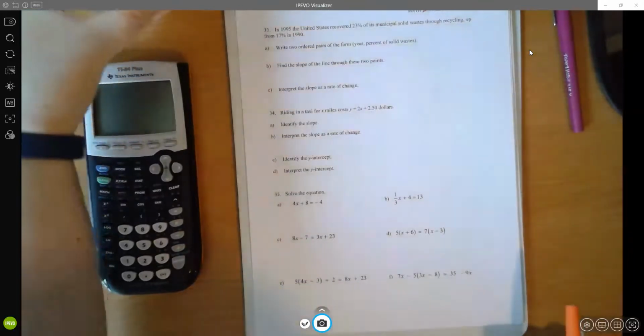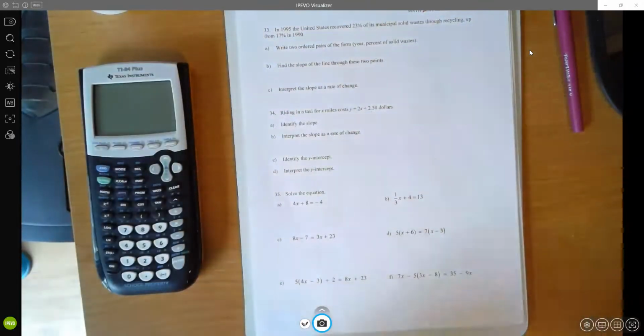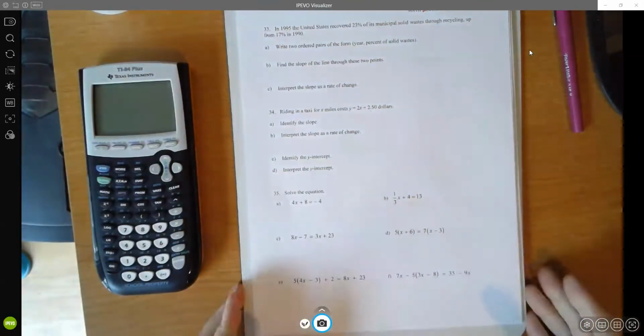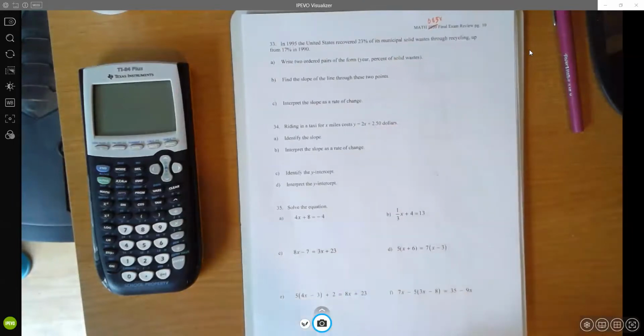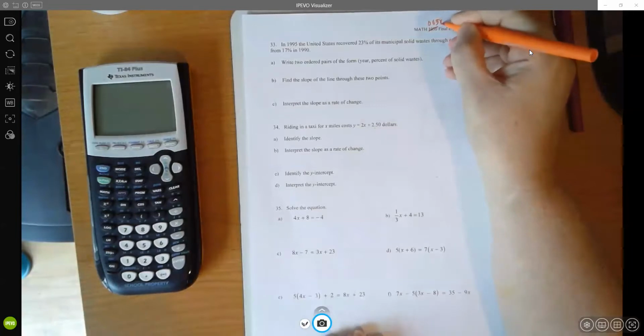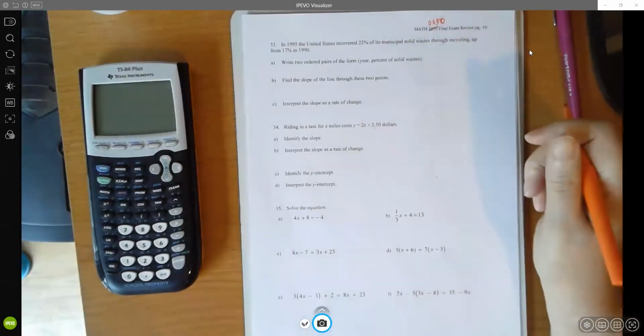I'll get me a drink of my unsweet tea there. We are working through the final review and we're up to page 10. I'm so excited. And we're ready to do problem number 33. And this is for Math 0030.